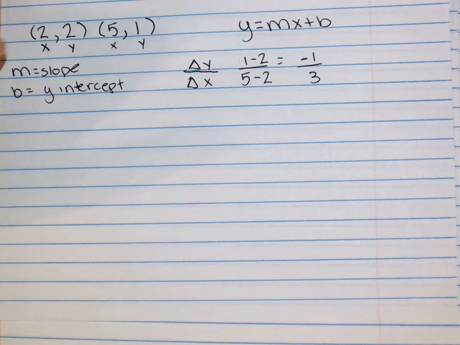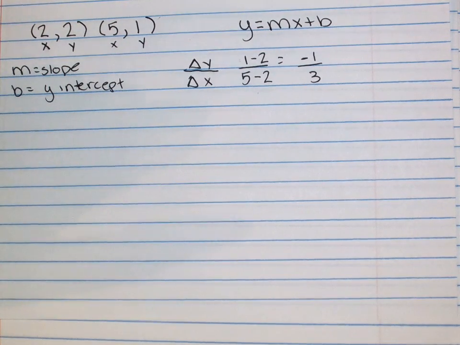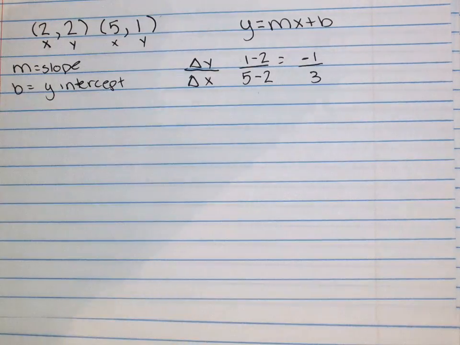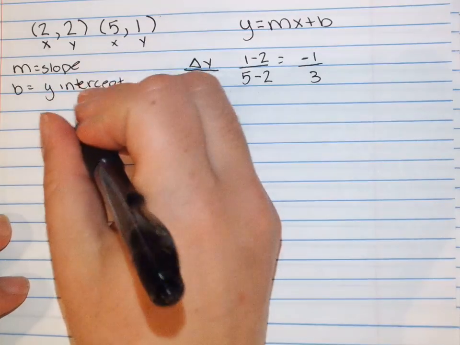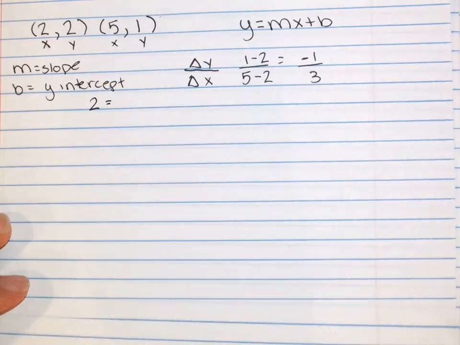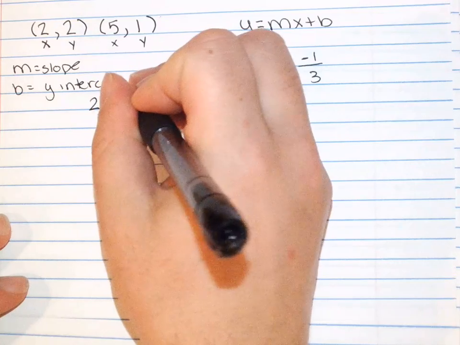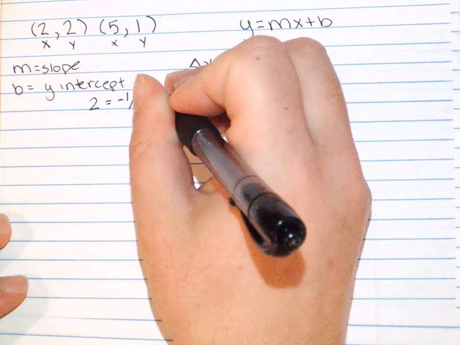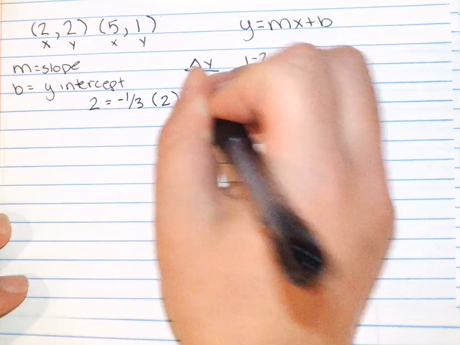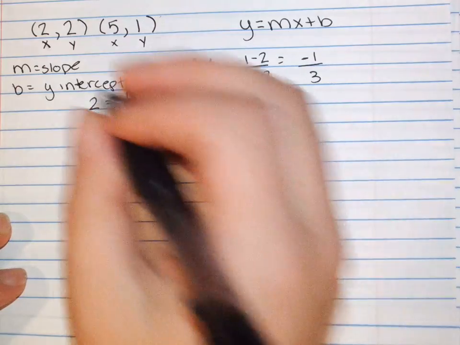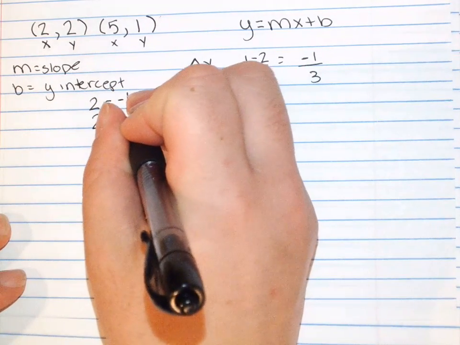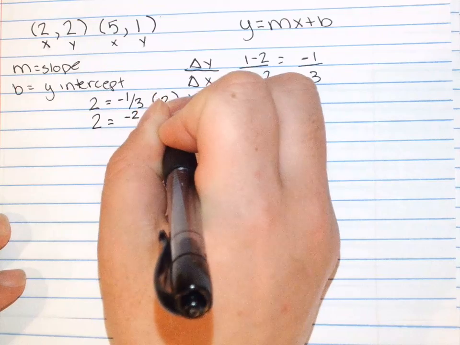Okay, now all I have to do is just pick a set of points that I want to use, because now we're right back to I have a slope and I have a set of points. I just get to choose which ones. I'm going to pick 2 and 2. So remember, y equals mx plus b, so I'm going to say 2 equals negative 1/3 times 2 plus b. Now, negative 1/3 times 2, so 2 equals negative 2/3 plus b.